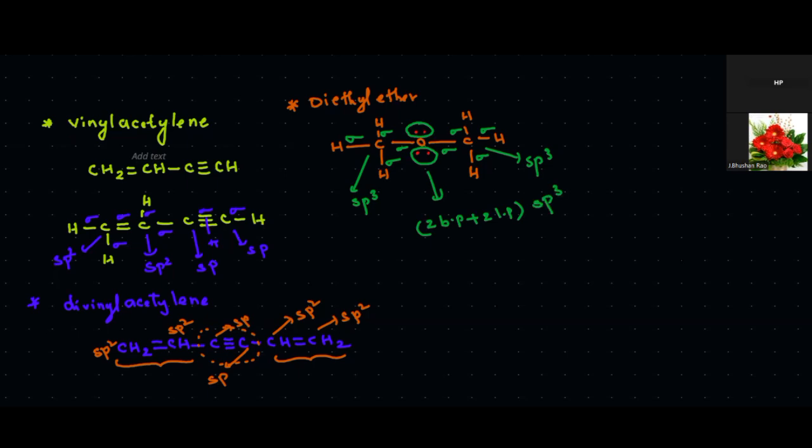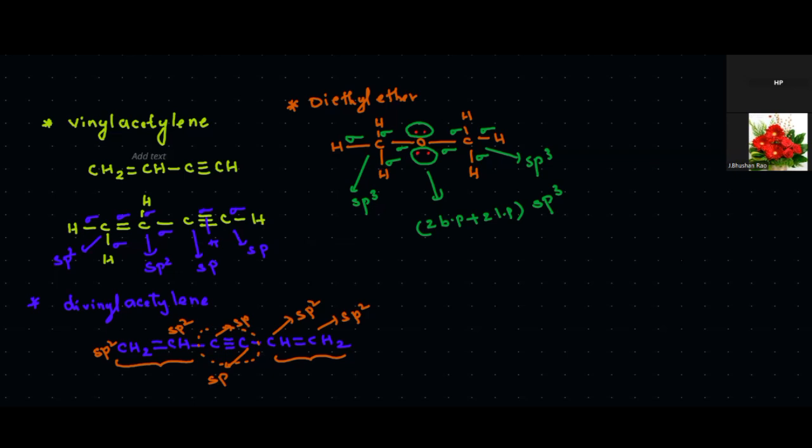So this is the hybridization of diethyl ether. If instead of carbon and hydrogen, other elements are also present, we can identify the hybridization of those elements. Majorly nitrogen, oxygen, sulfur. Mostly these kinds of molecules are present, and for those we can easily identify the hybridization.